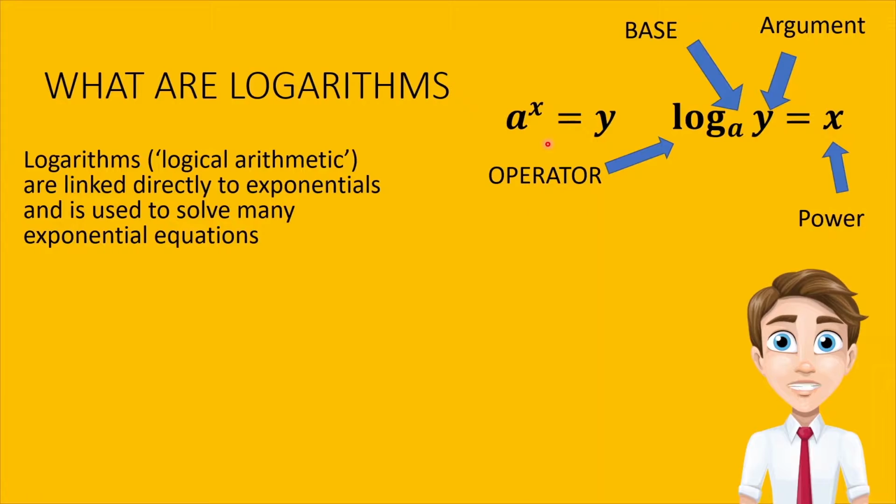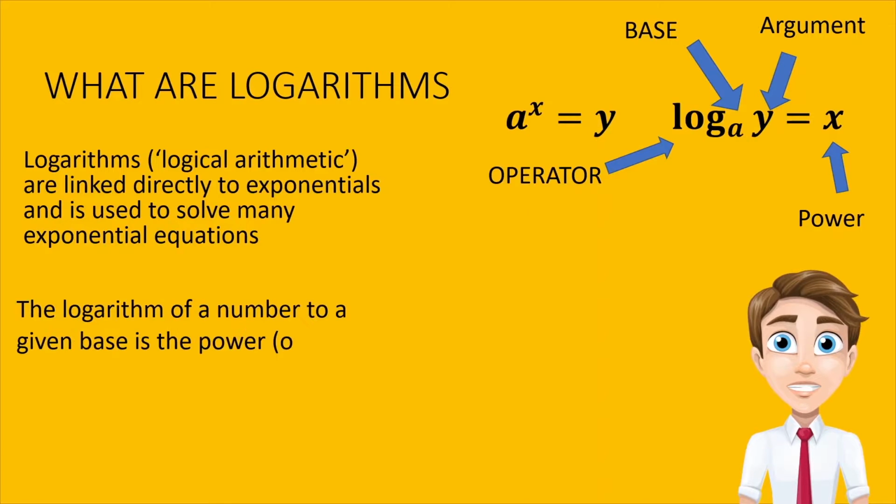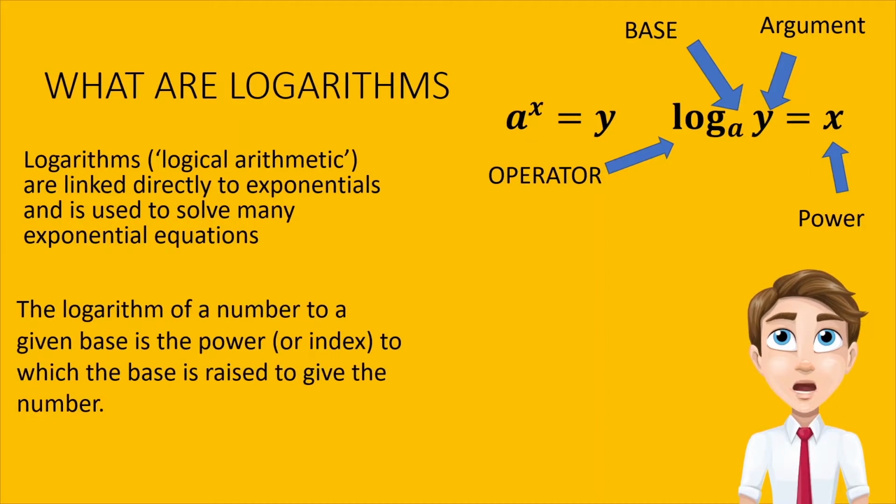So this is a simple power equation. So a is the base, x is its power, and y is the argument. The argument is basically the power of the base. So the book definition says that the logarithm of a number to a given base is the power or index to which the base is raised to give the number.